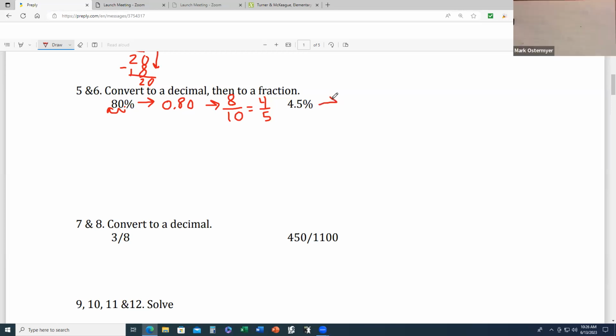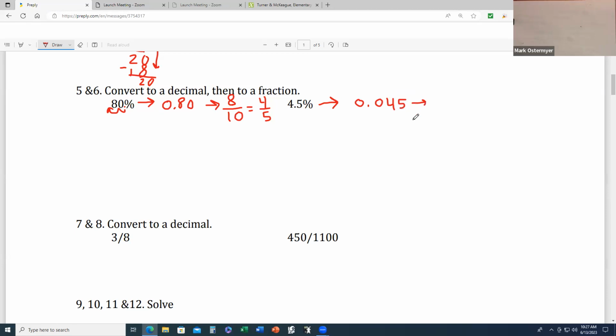Now 4.5% as a decimal. Do you want me to convert it to a decimal? I mean to a fraction? No, decimal first. Decimal, it will be 0.4. Got to go 2 places to the left. Sorry, 0.045.